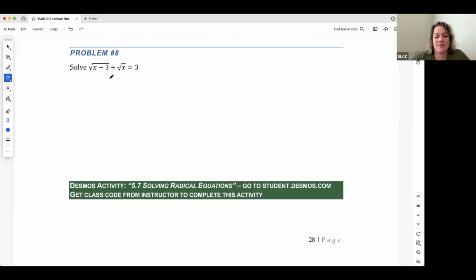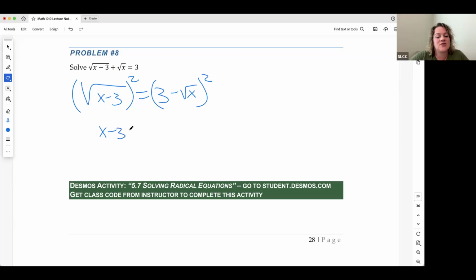I need to isolate the radical. So I leave the x minus 3 on one side and I move the square root of x to the other. So you subtract the square root of x. Now I square both sides because I'm undoing this left side, which is the square root. I'm left with x minus 3. And what do I get on this side? Not 9 minus x. No.